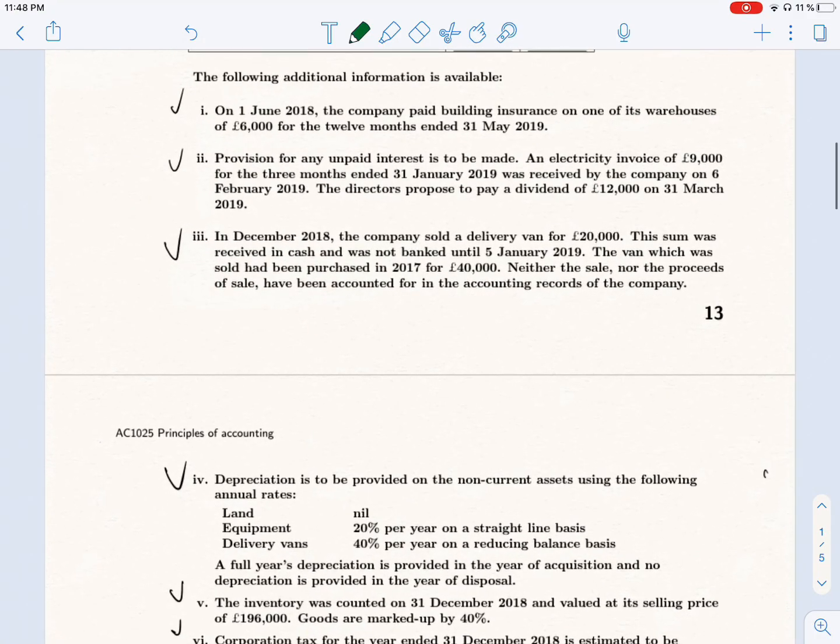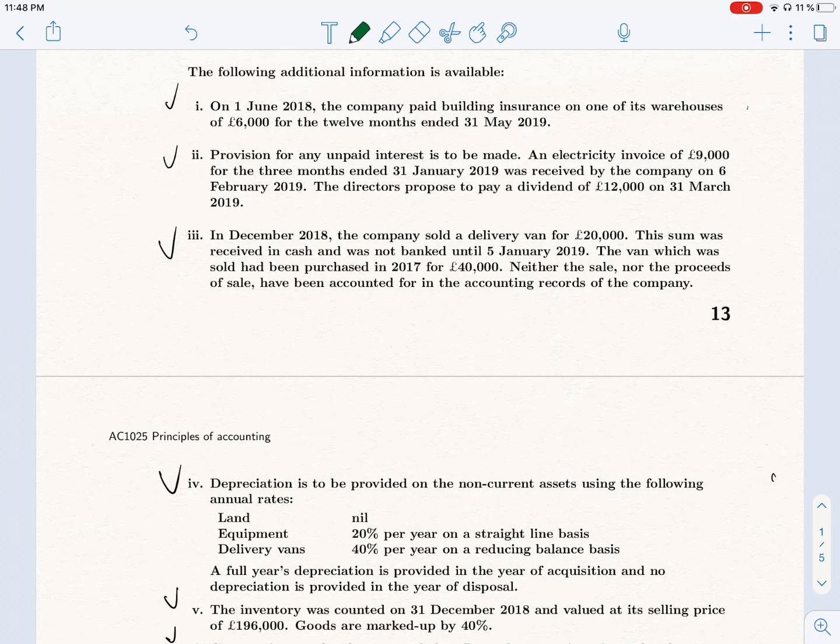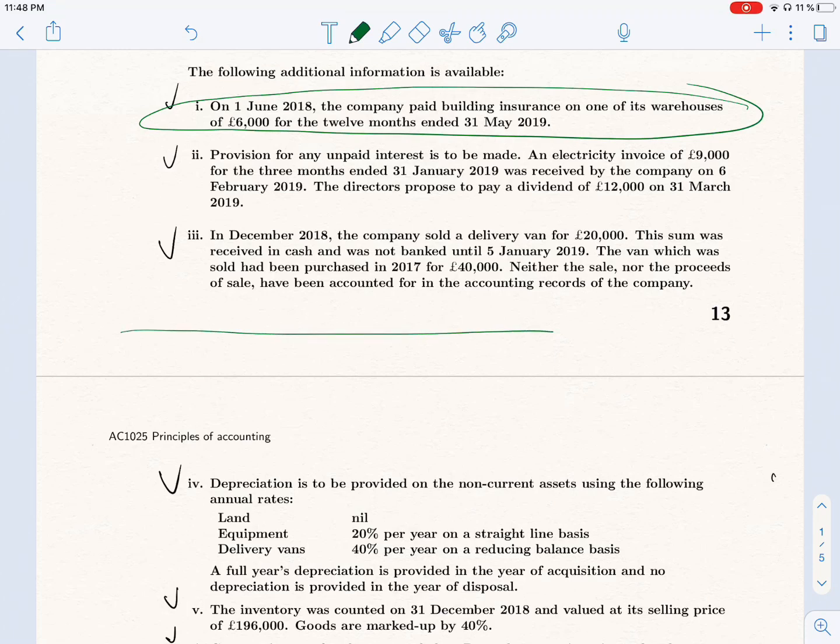So the first piece of additional information here is the piece about prepaid insurance. On the 1st June, the company paid building insurance on one of its warehouses of 6,000 for the 12 months ended 31st May 2019. So let's draw a timeline. And here we have the 1st of June 18. Here we have 31st of May 19. And somewhere here we will have 31st of December, the end of financial year.